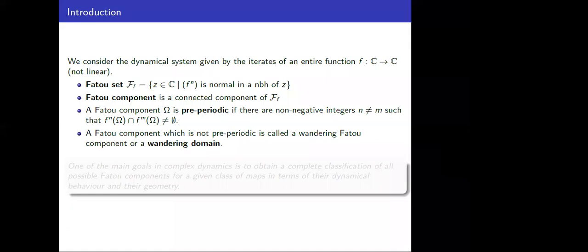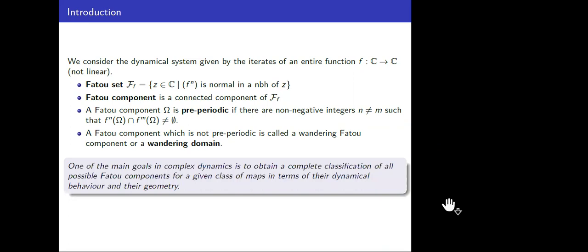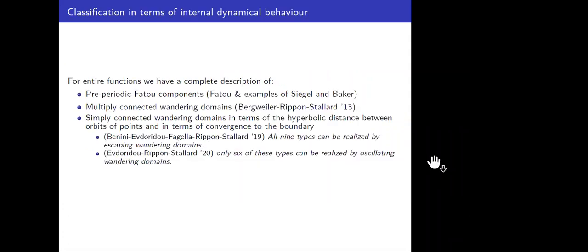A Fatou component is called pre-periodic if the forward orbit does not self-intersect, actually. The other orbits that are not pre-periodic are called wandering domains or wandering components. And the classical goal, or one of the main goals in complex dynamics, is to obtain the complete classification of all possible Fatou components in terms of their dynamical behavior, or their geometry and so on.